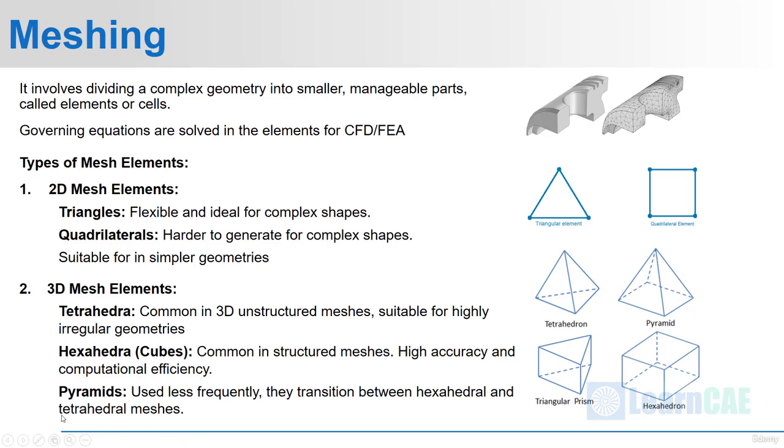The next is pyramid or prism elements. These are less frequently used. They are used as a transition between hexahedral and tetrahedral elements. Prism elements are commonly used in boundary layer elements called inflation layers.